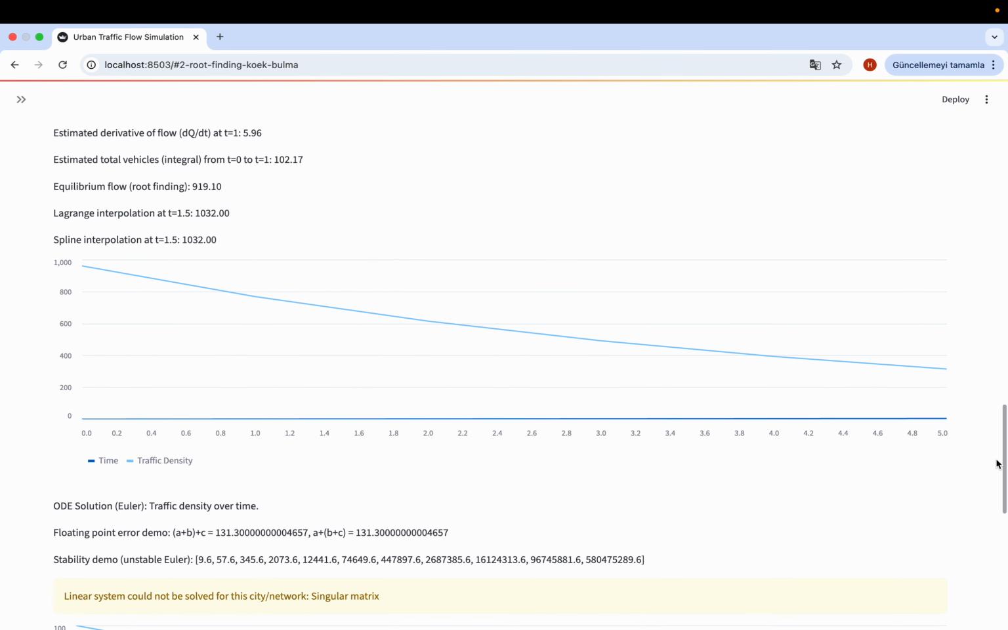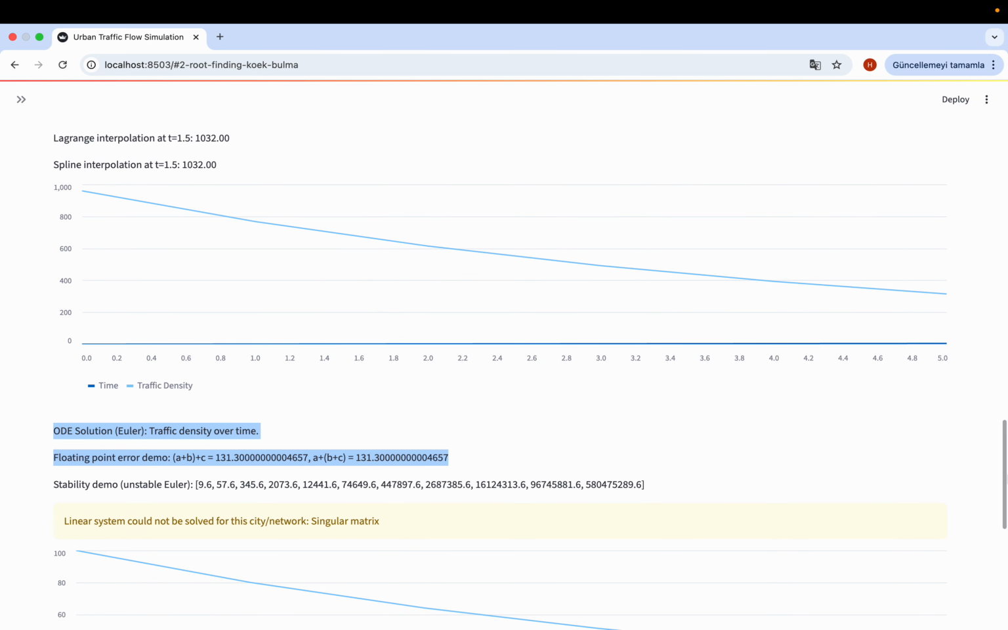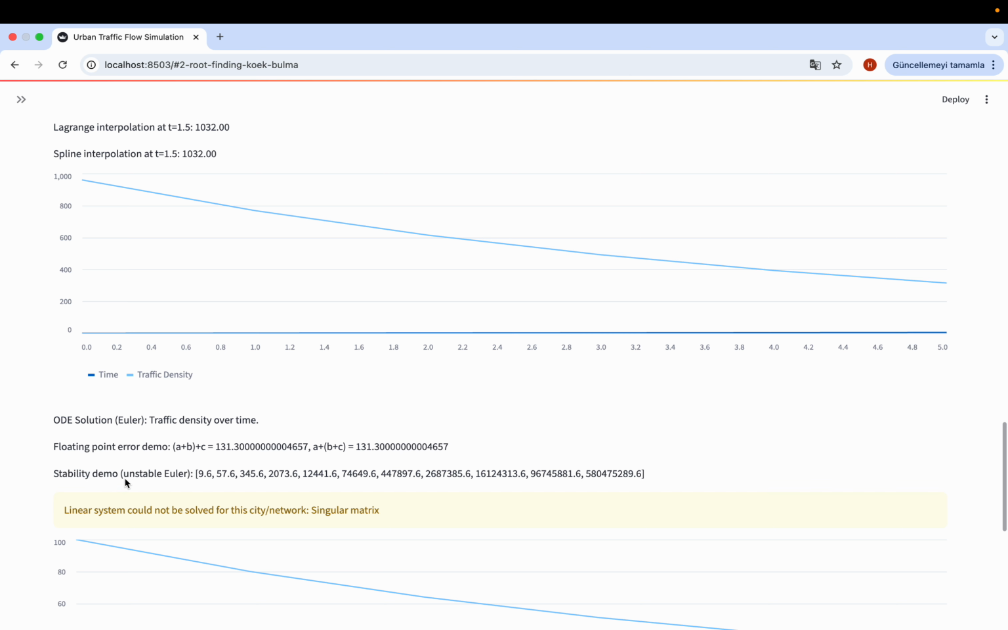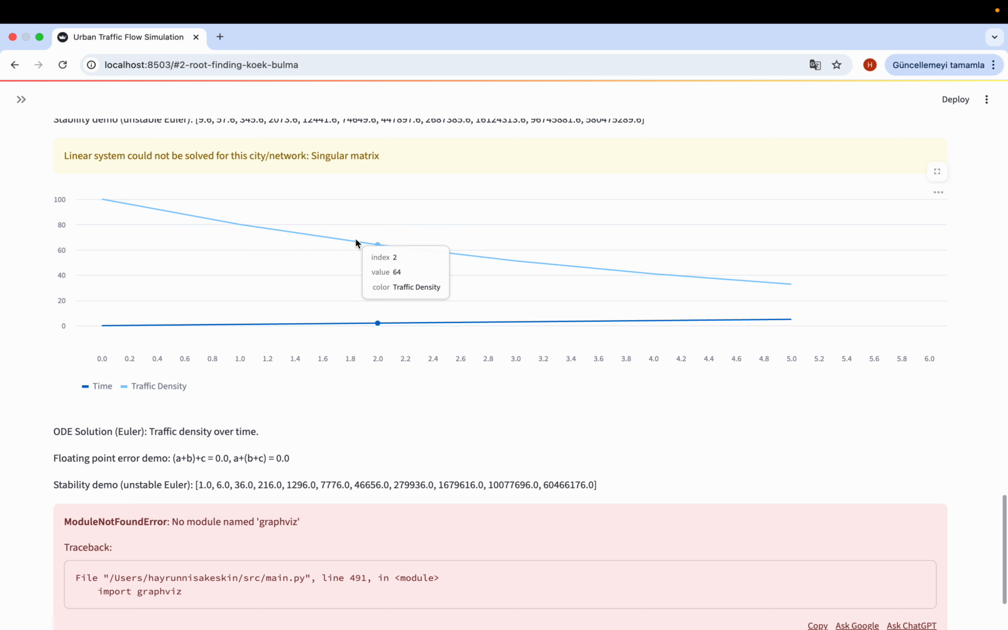Well, you can see the time and traffic density, ODE solution of traffic density over time, and plotting our error demo A plus B plus C, 131.32, and at the same time the same numbers. Stability demo: unstable Euler at 9.6 and 57.6, and you can see the numbers. Linear systems couldn't be solved because of a singular matrix. The graphs are the same graphics, and you can see the index getting reduced and the value getting reduced.